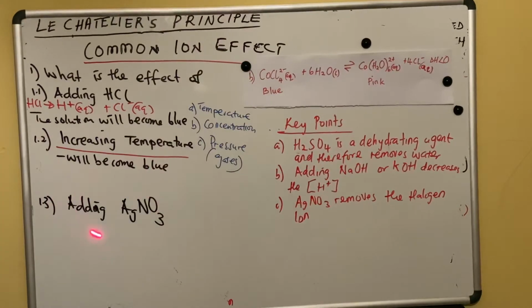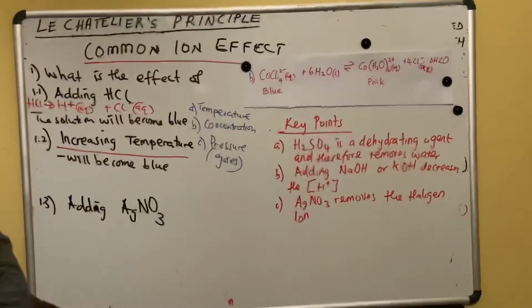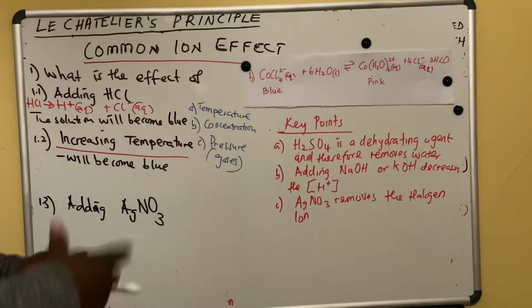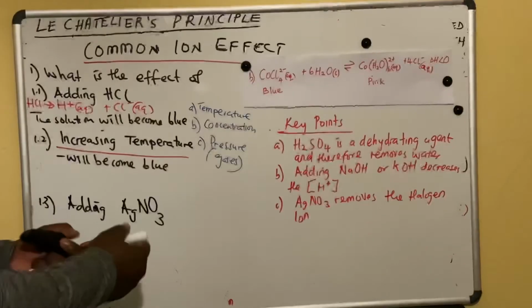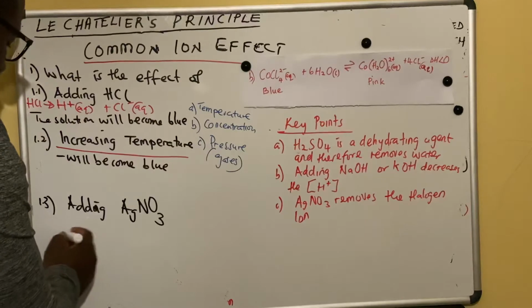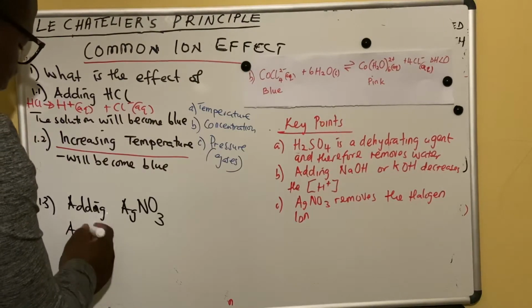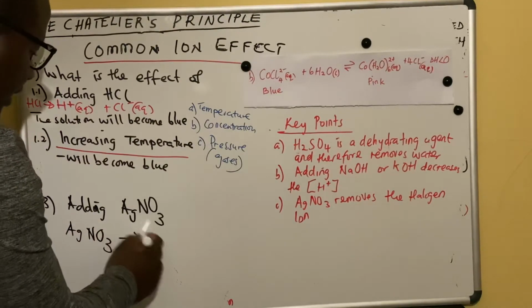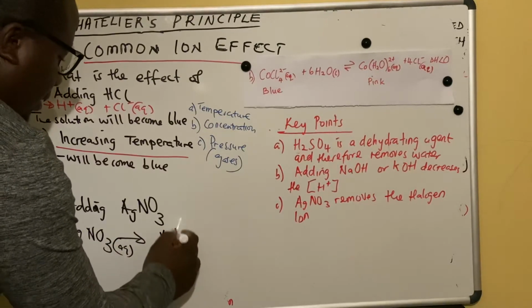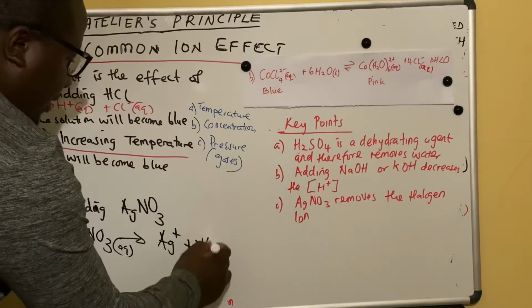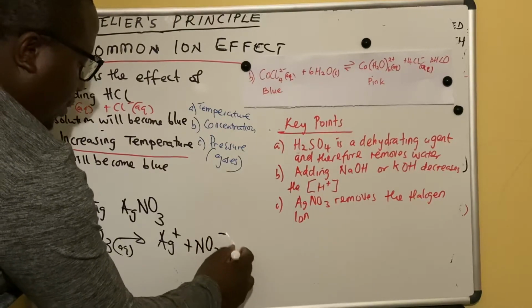Right. Then what if we now add silver nitrate? When we do a topic called qualitative analysis, where we test for ions in a solution, we make use of silver nitrate. Why do we make use of silver nitrate? We make use of silver nitrate because we know that in solution it is going to give us silver ions and nitrate ions. That is what happens in solution.